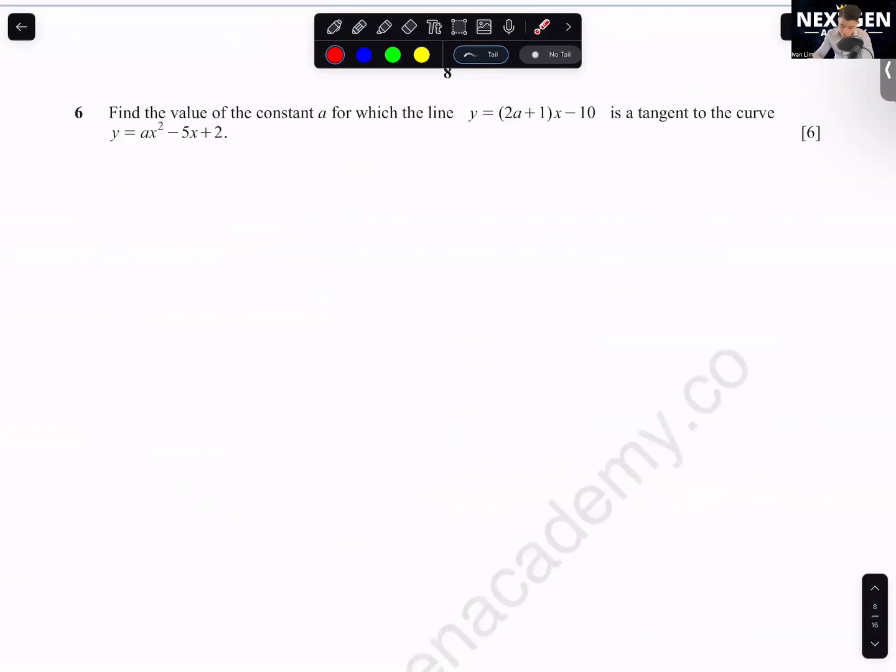Question 6. Find the value of constant a for which the line y equals to (2a plus 1)x minus 1 is a tangent to the curve with this equation, ax squared minus 5x plus 2. Okay, what is tangent to the curve? This one is under chapter 5, line and curve. You substitute with each other first. Substitute 2 into 1. Then after that, you have to do b squared minus 4ac.